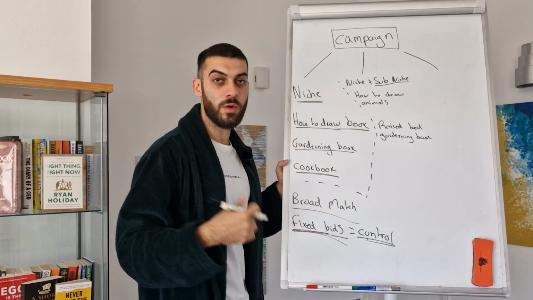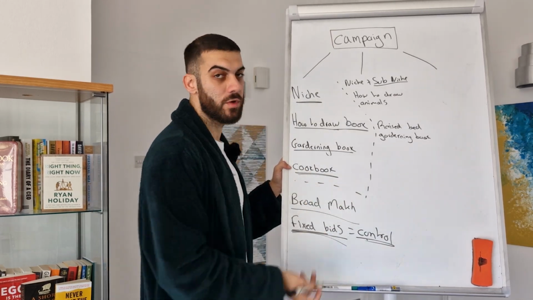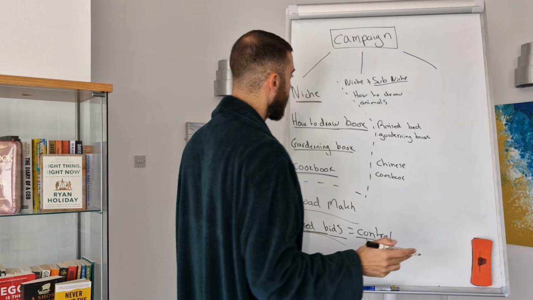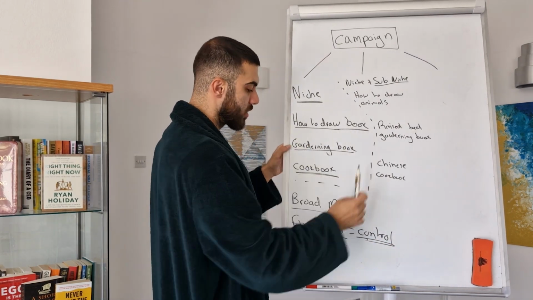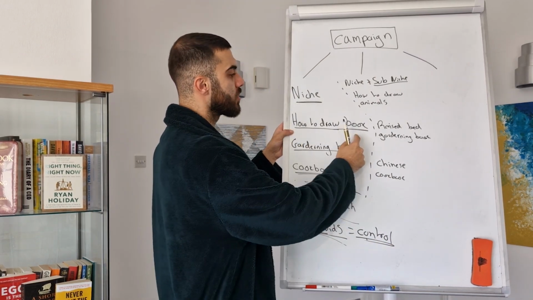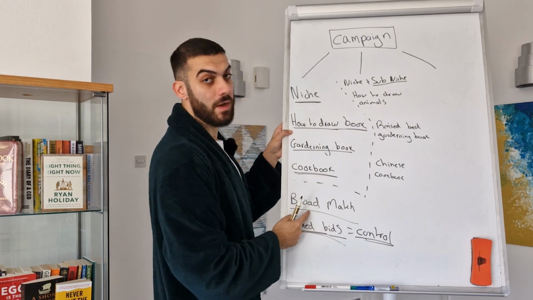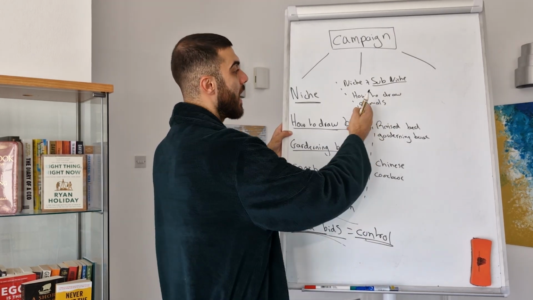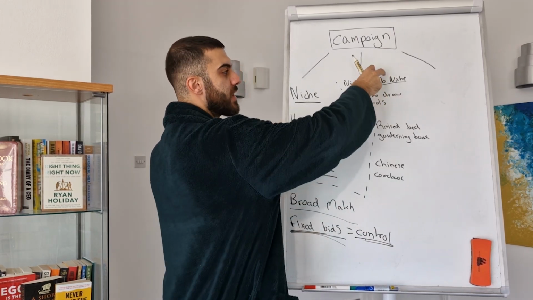Now, if I'm selling a cookbook, what specifically am I teaching them how to cook? Maybe I'm selling a Chinese cookbook. Great, so now I have one keyword in broad match set to fixed bids, and it's how to draw book. Then I have a second keyword, again, broad match set to fixed bids, and it's how to draw animals. So this one is more targeted.